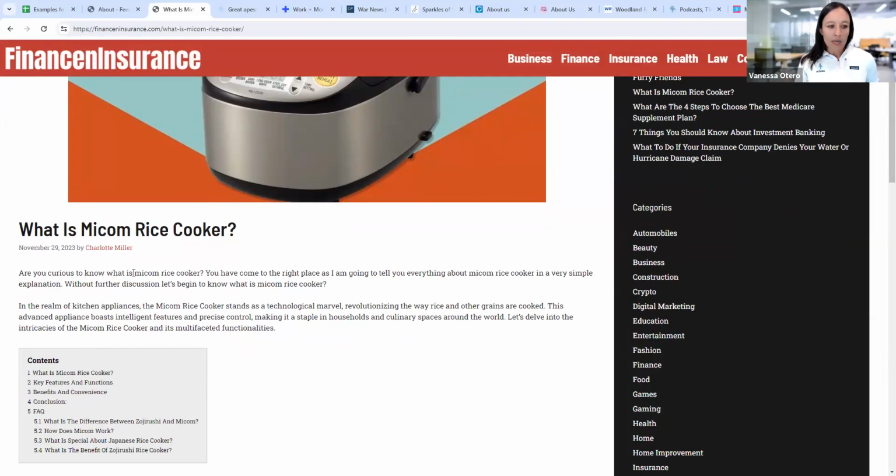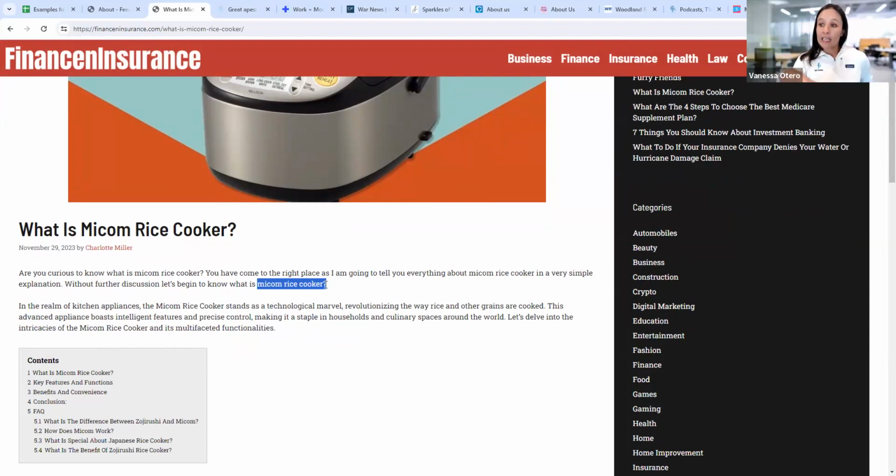Are you curious to know what is MyCom rice cooker? You have come to the right place, as I'm going to tell you everything about MyCom rice cooker in a very simple explanation. Without further discussion, let's begin to know what is MyCom rice cooker. So this is algorithmically, like, template generated.